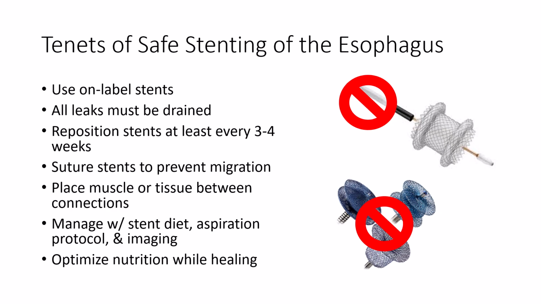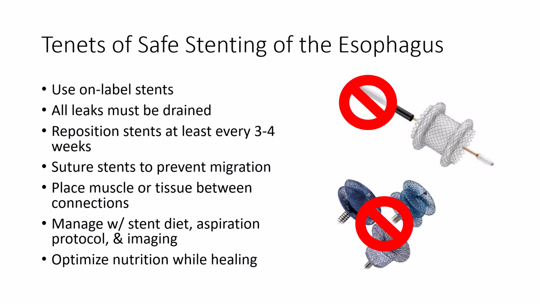Stents must be repositioned at least every 3 to 4 weeks to prevent migration and to prevent erosion from radial force at the flare, causing the stent to erode into adjacent structures like lung or aorta. Stents should be sutured into place to prevent migration, especially when fully covered stents are being used, as these will be very unlikely to grow and anchor over time.